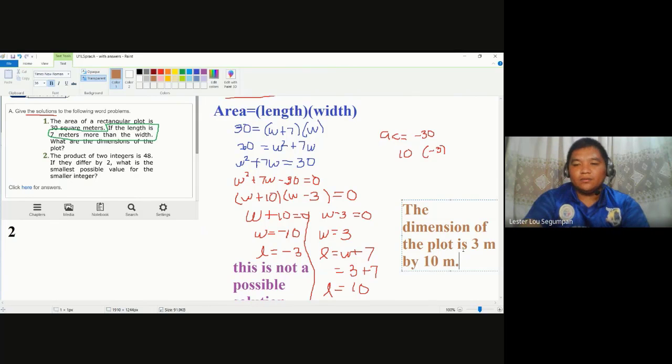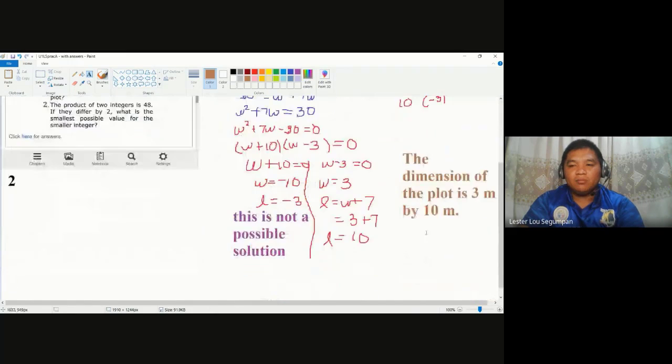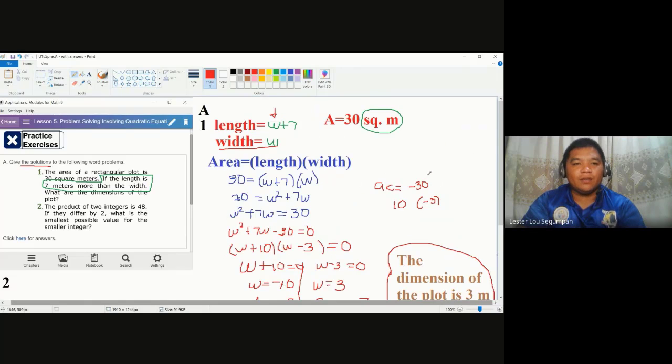So basically, if we talk about 10 and 3, the longer one is the length based on the situation, and the shorter one is the width. And they should contain the unit because we have a unit here, meters. So this is the answer for number 1. When you say dimension, it should be just like 2 by 2, 3 by 3. The dimension of the plot is 3 meters by 10 meters, or the other way around, 10 meters by 3 meters. So this is the answer for number 1.